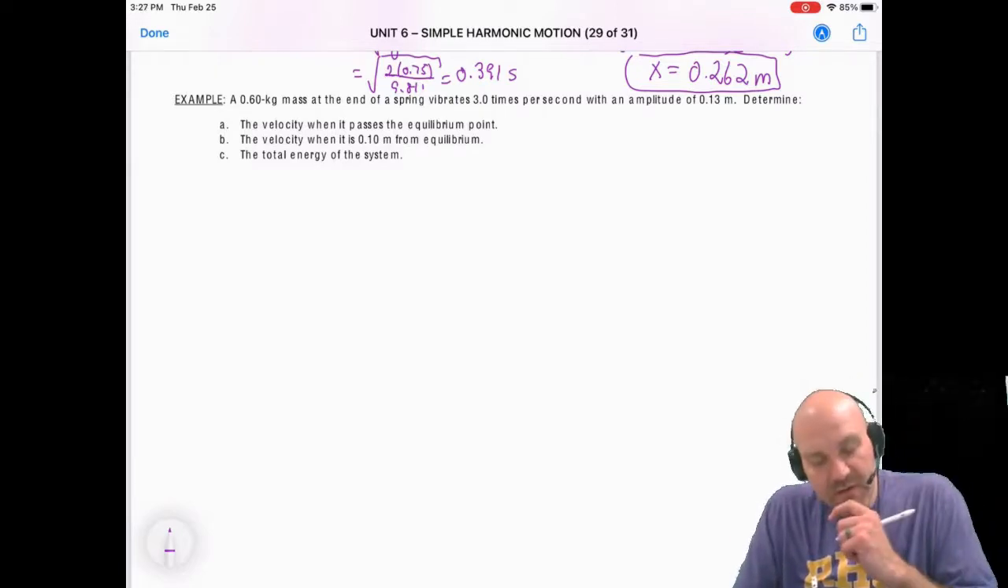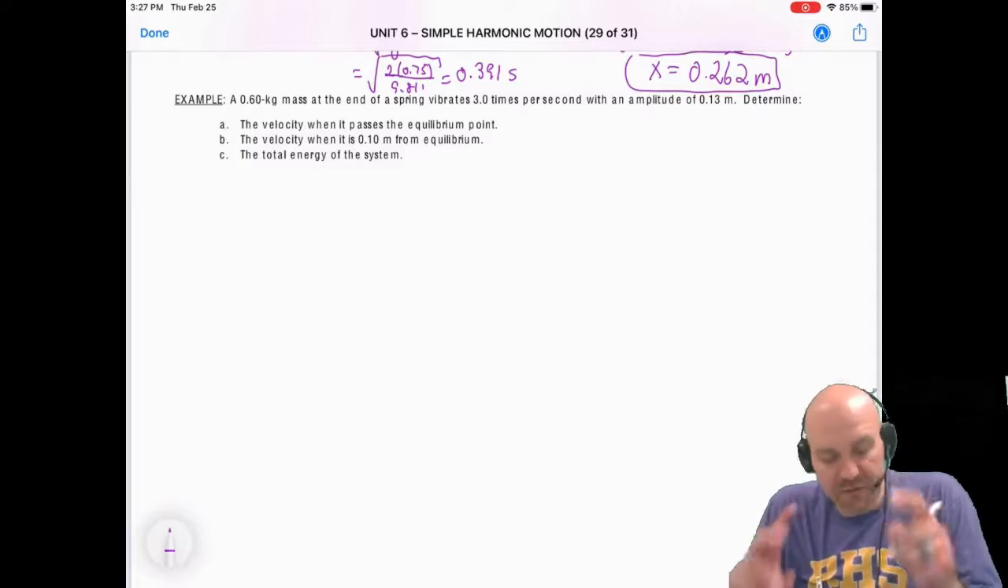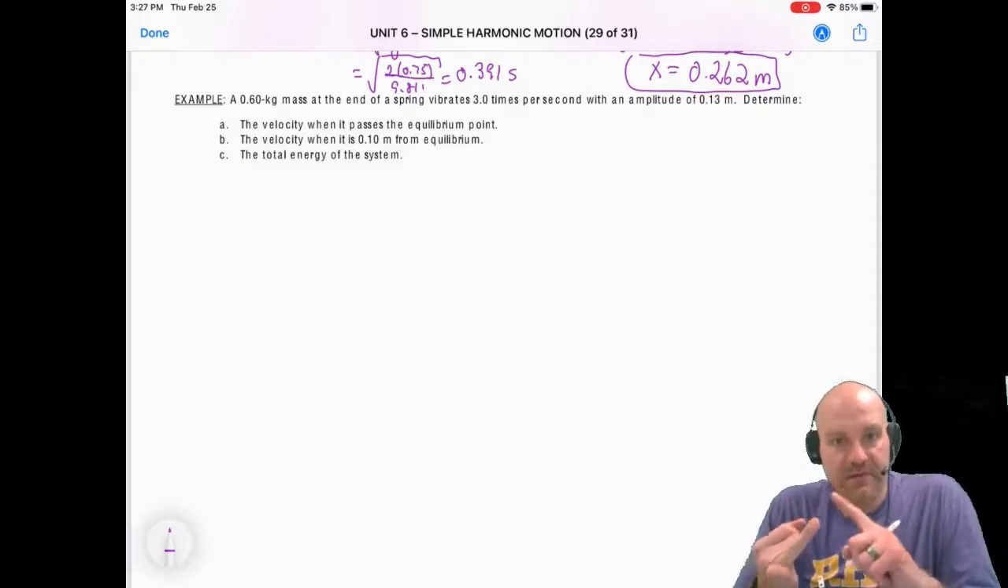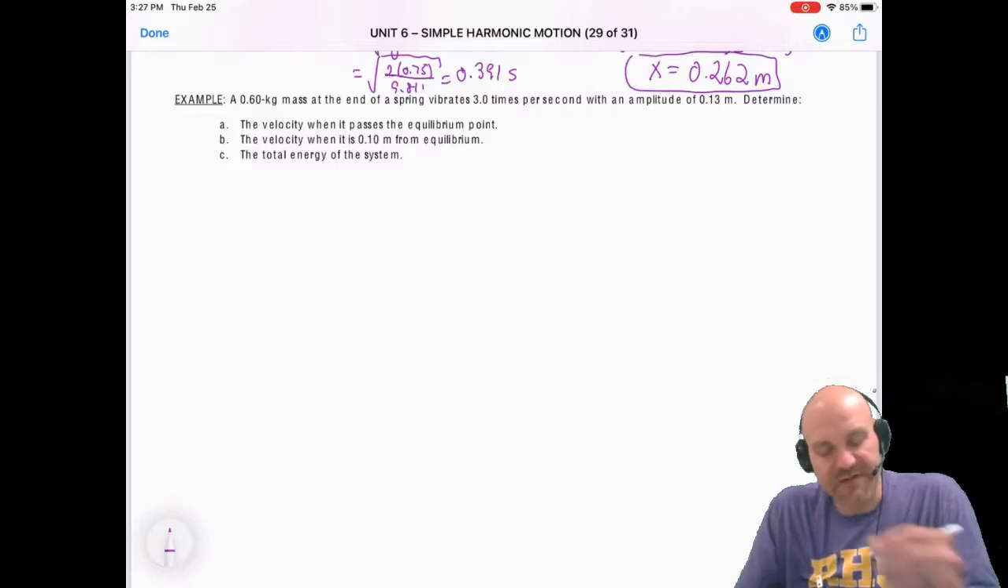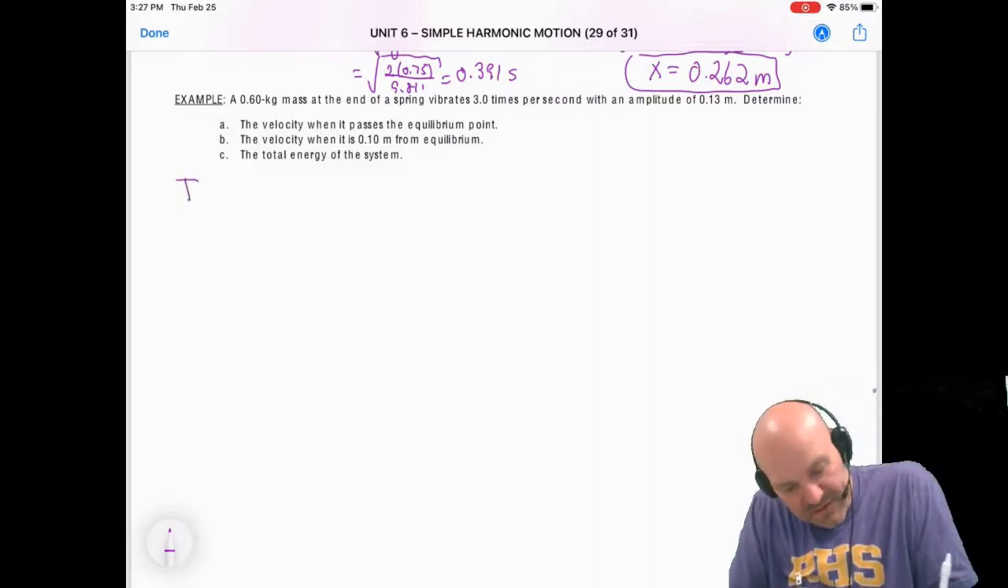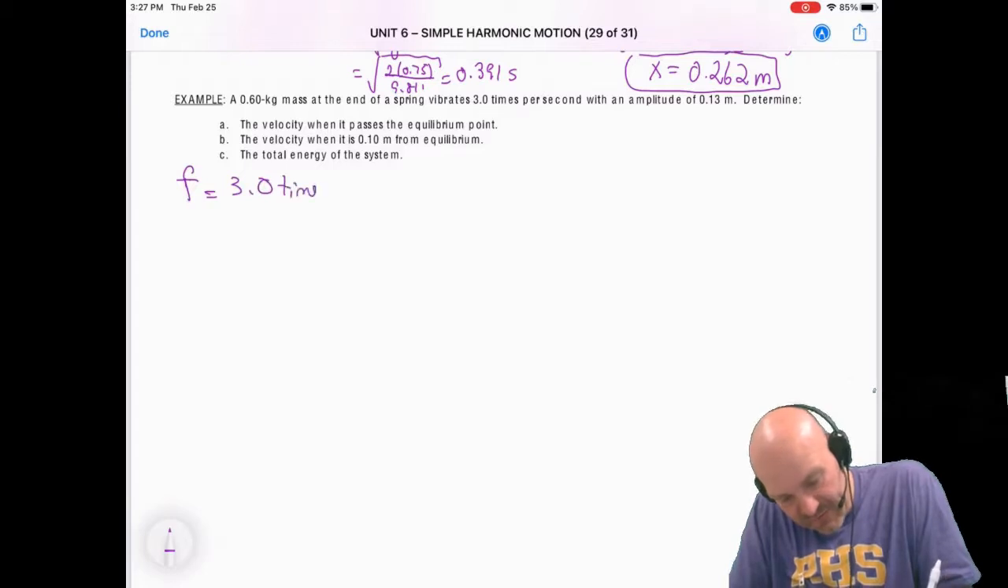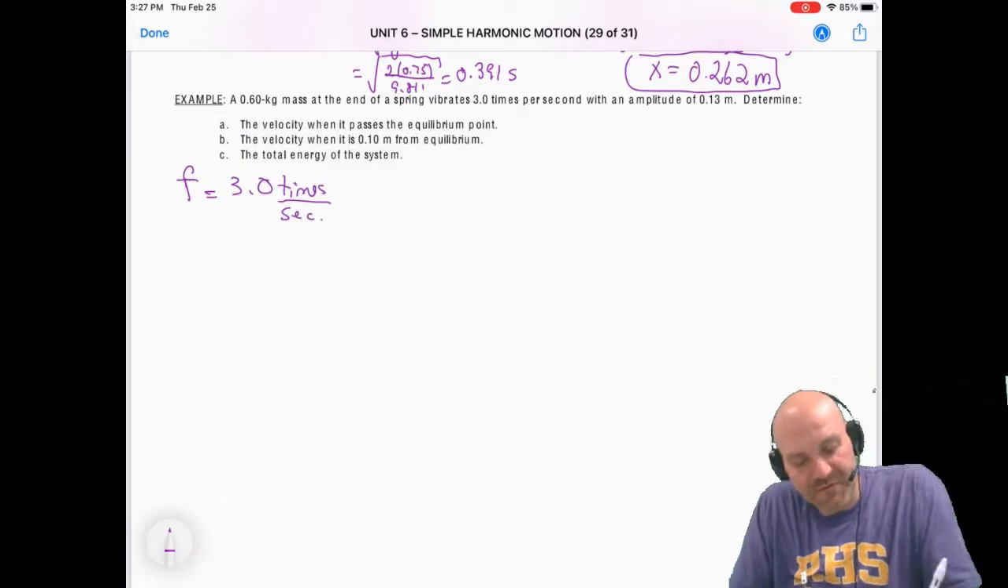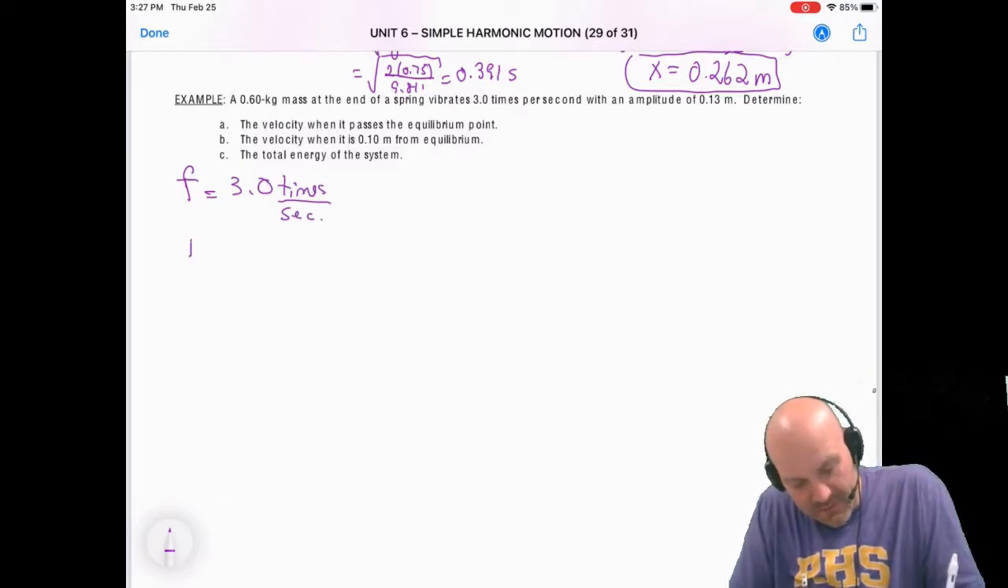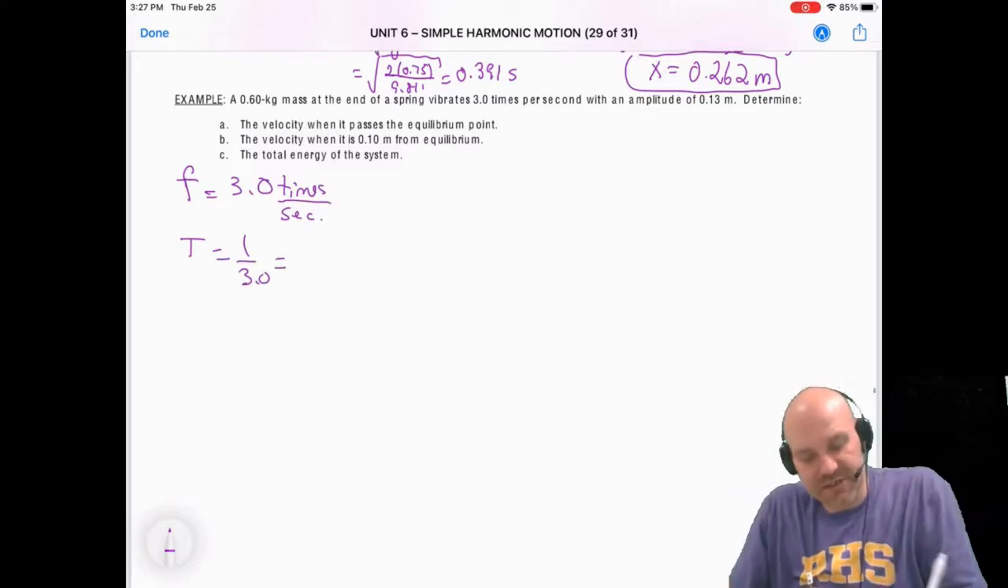The first thing we need to do is figure out two things. We need to figure out the period, and then we need to figure out the k value of this spring. So for the period, it tells us that it does 3 times per second. And so actually that'll give us the frequency, right? So 3 times per second is our frequency. So if we want to make this period, we're just going to do 1 over 3, right? Because of the inverse relationship.